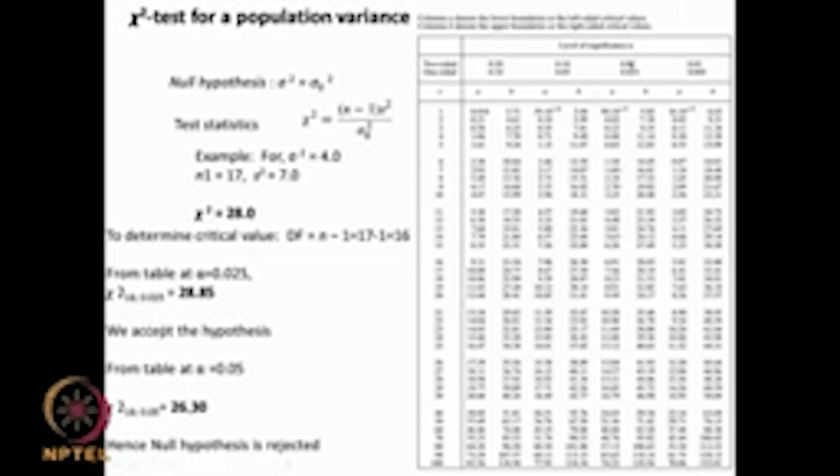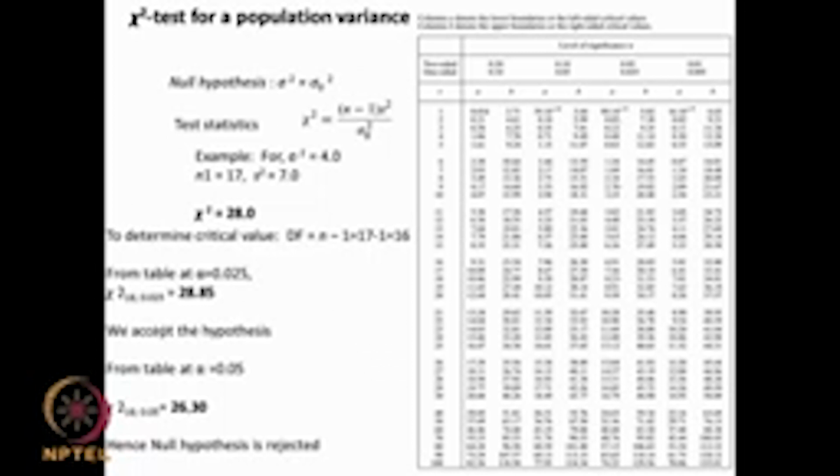So, if it is a two-sided 95%, it will become 28.85, the test statistics is 28. So, obviously we cannot reject the null hypothesis. If it is a one-sided 95%, then your table is 26.3, so your test statistics is 28. So, we reject the null hypothesis, okay, depending upon what is your hypothesis that is being developed.